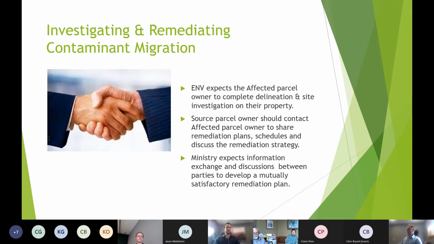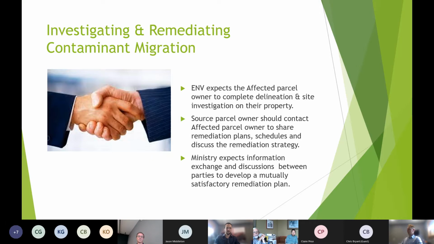When it comes to investigating and remediating contaminant migration, in situations where site investigations on your property identify that off-site migration from a neighbor's property has likely occurred, the ministry first expects you to rule out any potential sources of contamination on your property and investigate whether the contamination has migrated through your property and potentially impacted downstream properties. This typically includes the delineation of contamination across your site.